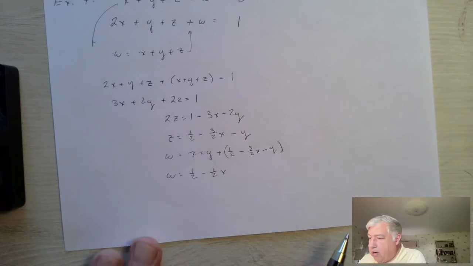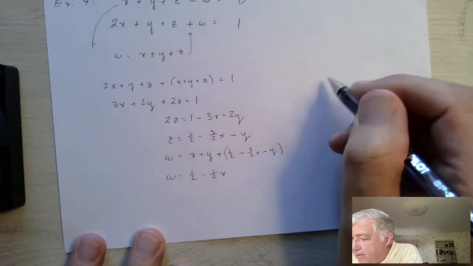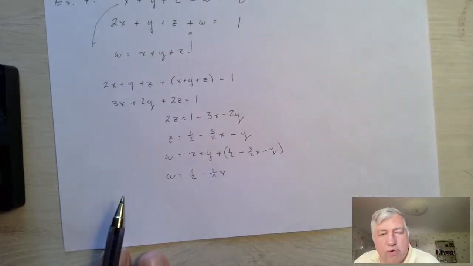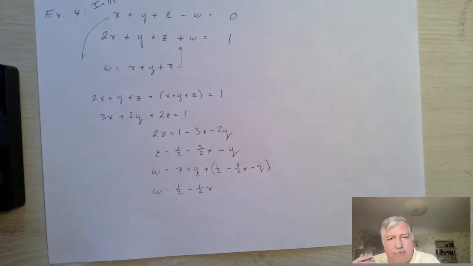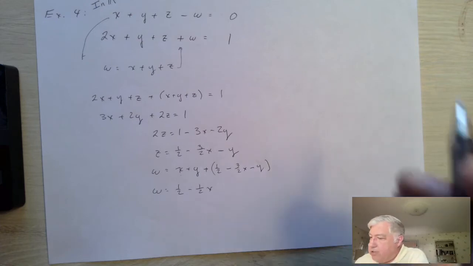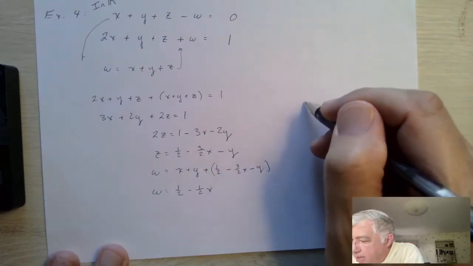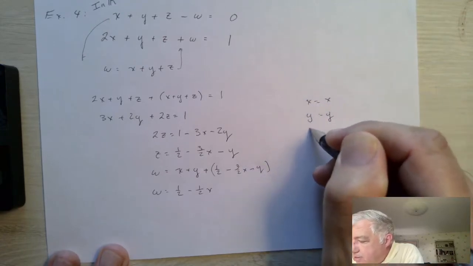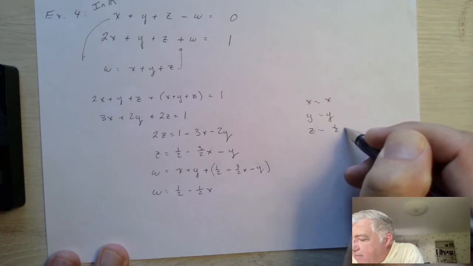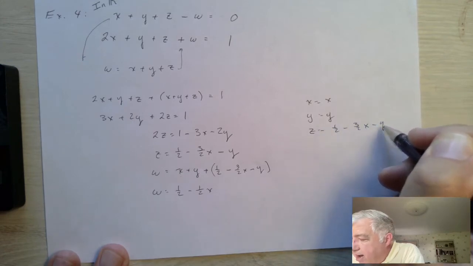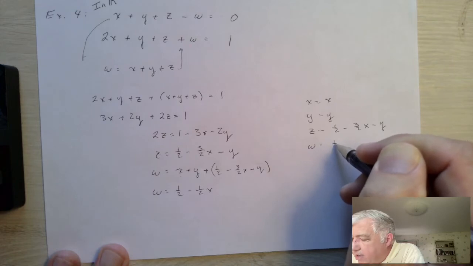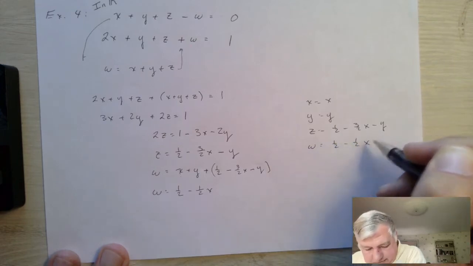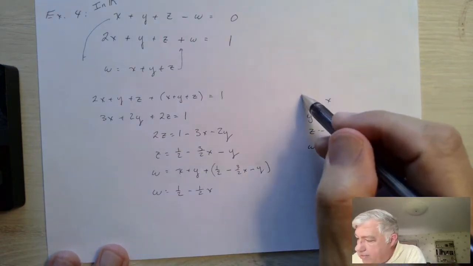Okay, all right. So our solution will look like this, and now we have not only one free variable, but two free variables. x and y can basically be anything we want them to be. So the solution will be given by, we can let x equals x, y equals y, z will be 1/2 minus 3/2 x minus y, and w will be 1/2 minus 1/2 x. Okay, all right.